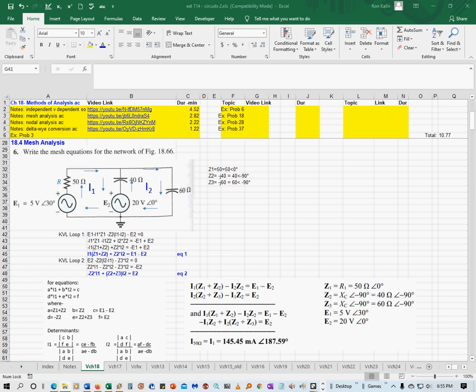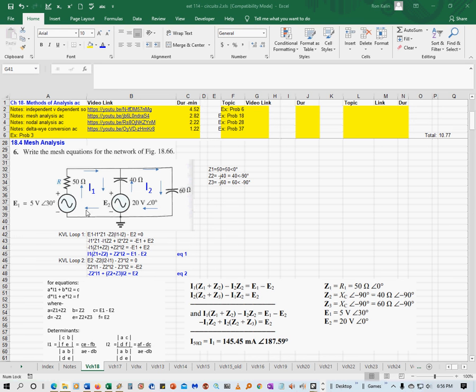AET 114, Chapter 18, Problem 4, Mesh Analysis, or Section 4. This is Problem 6. It says write the mesh equations for this network. Okay, there's a voltage source, an independent AC source, another independent AC source, and then you have a resistor, a capacitor here, and another capacitor here.